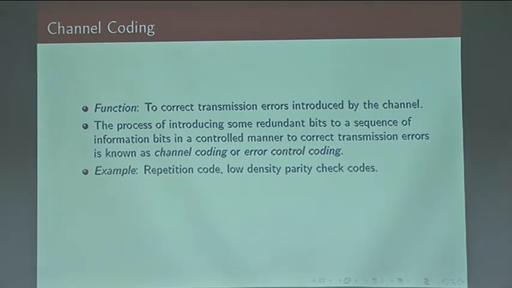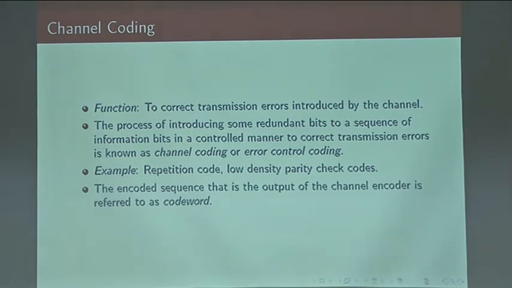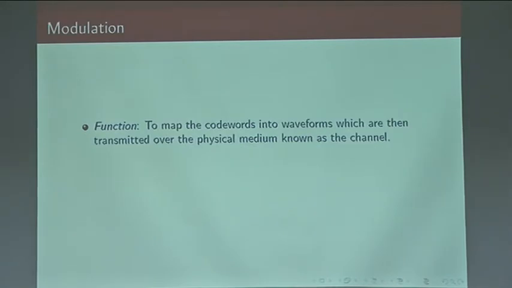We talked about the repetition code on one end, which is a very simple idea. Low density parity check codes, which we'll do early next week, are more advanced. The sequence that comes out of the channel encoder is referred to as a code word, or sometimes a code sequence. There are two types of codes, block codes and convolutional codes. With block codes, we usually use the term code word. With convolutional codes, we often use the term code sequence. We'll see that a little bit later.